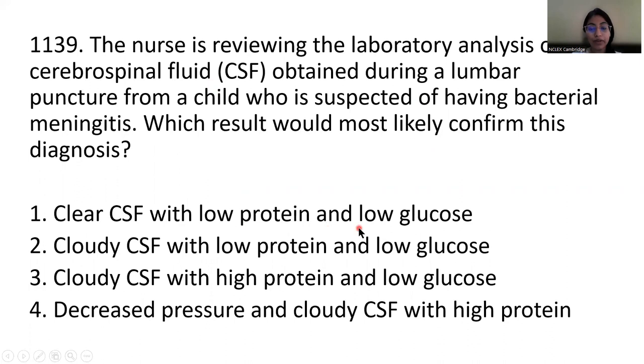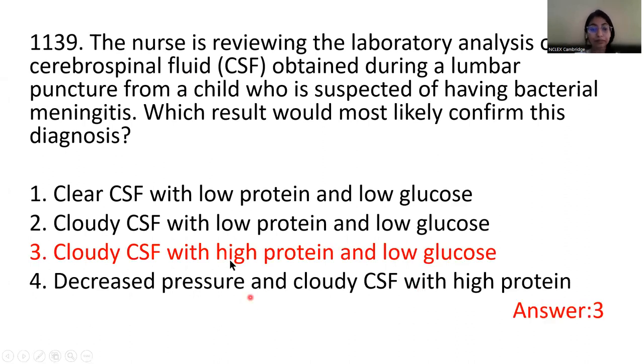Clear CSF with low protein and low glucose. Cloudy CSF with low protein and low glucose. Cloudy CSF with high protein and low glucose. Decreased pressure and cloudy CSF with high protein. So, in bacterial meningitis, we can see that pressure will increase in CSF and bacteria is present, so protein will also increase. So, the correct answer is cloudy CSF with high protein and low glucose.